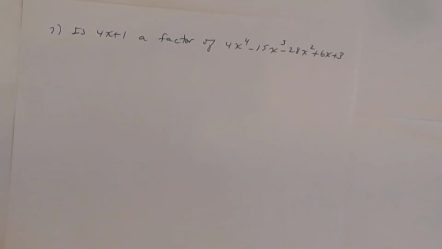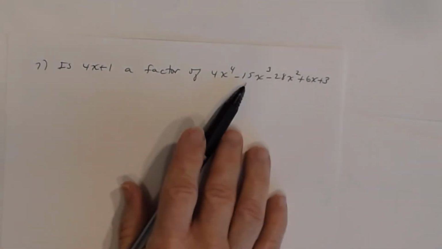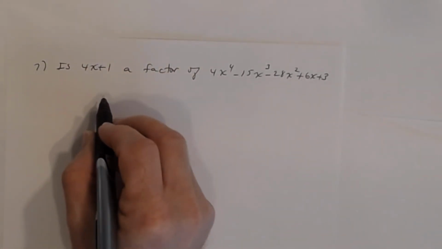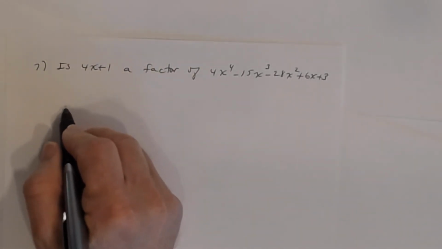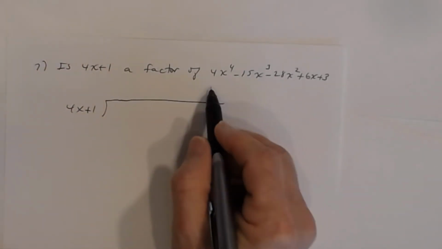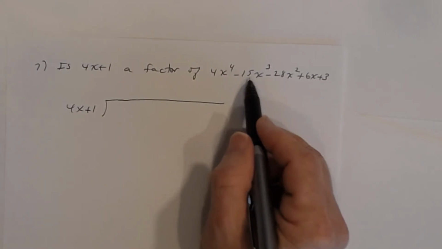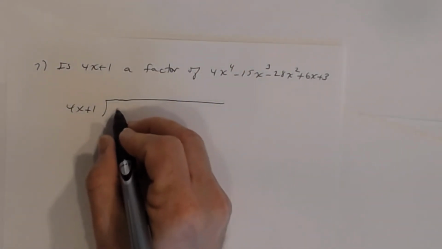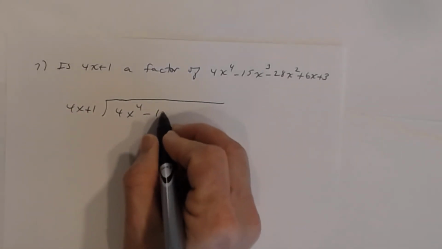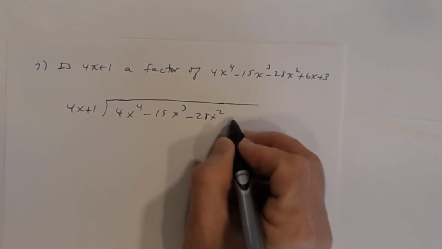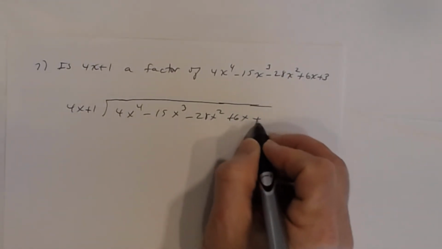And then let's do one more with this. So let's do another one. So is this a factor of this? So let's do the same thing. We're going to use long division. So using long division, I have 4x plus 1 divided into, and notice that it is in descending order. There are no missing terms. I'm just going to go ahead and write all of this: 4x to the fourth minus 15x cubed minus 28x squared plus 6x plus 3.